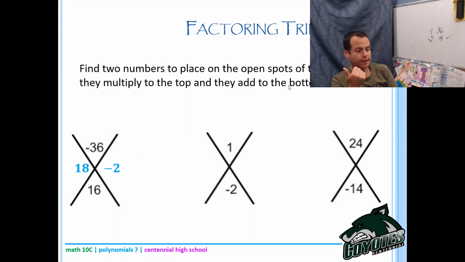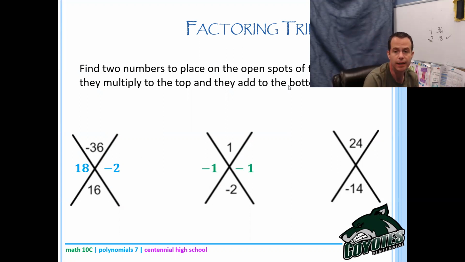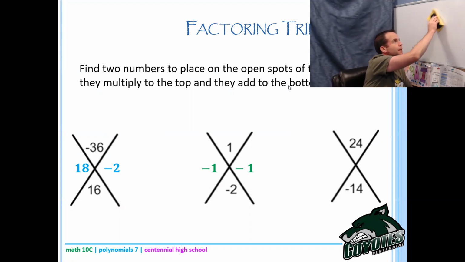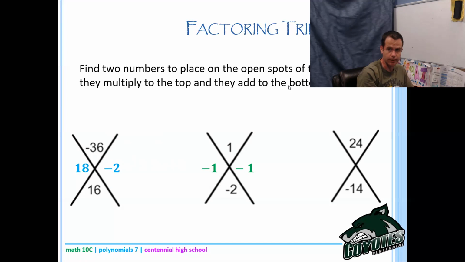So when you're looking at that, you're going to see, hey, that's -1 and -1. -1 times -1 is +1. -1 plus -1 is -2. Okay, multiply together to give me 24 and add together to give me -14. I'm multiplying to a positive, but I'm adding to a negative. That tells me that both numbers have to be negative.